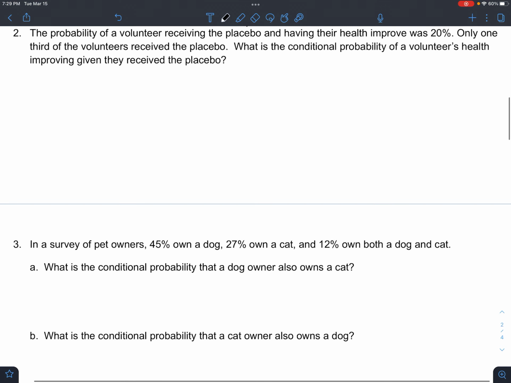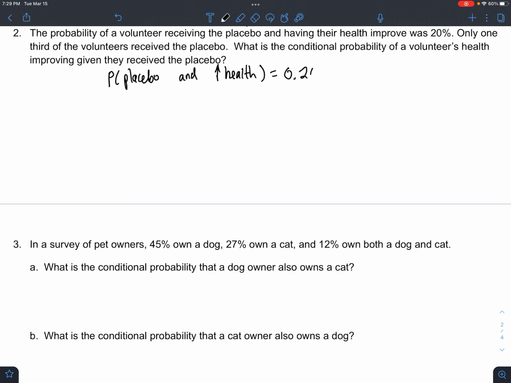So this is your typical textbook question here. The probability of a volunteer receiving the placebo and having a health improvement is 20%. Okay. 1/3 of the volunteers received the placebo.